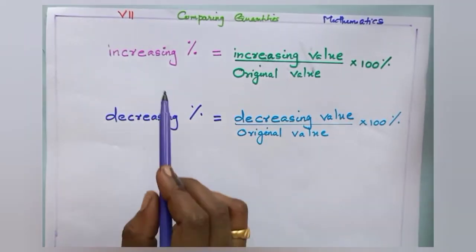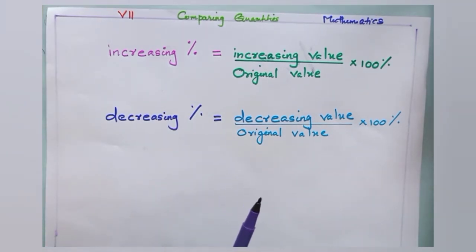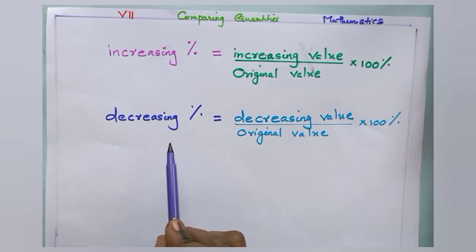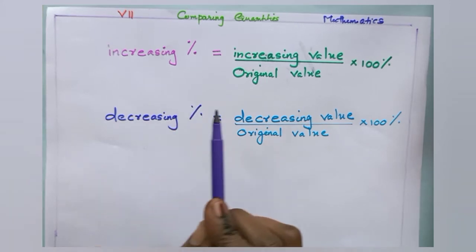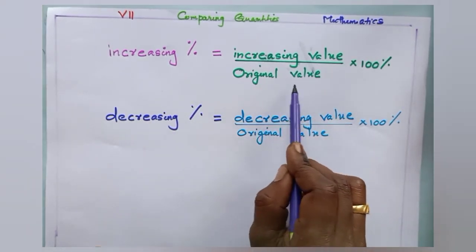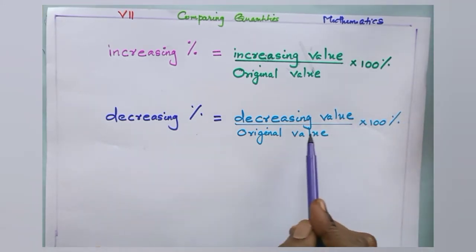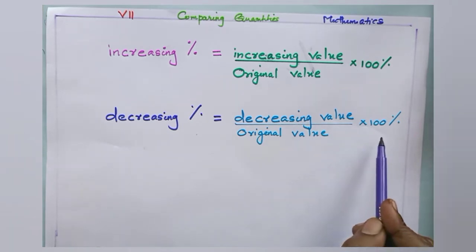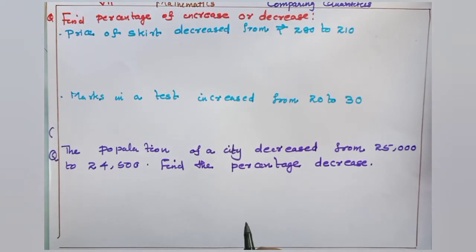Okay, so next topic, increasing percentage and decreasing percentage. In day-to-day life, there are many situations where we need to know the increase or decrease in a certain quantity as a percentage. So we can find the increasing percentage equals increasing value by original value into 100%. Decreasing percentage equals decreasing value by original value into 100%. Understood all of you? Let us do the problems on increasing percentage and decreasing percentage.